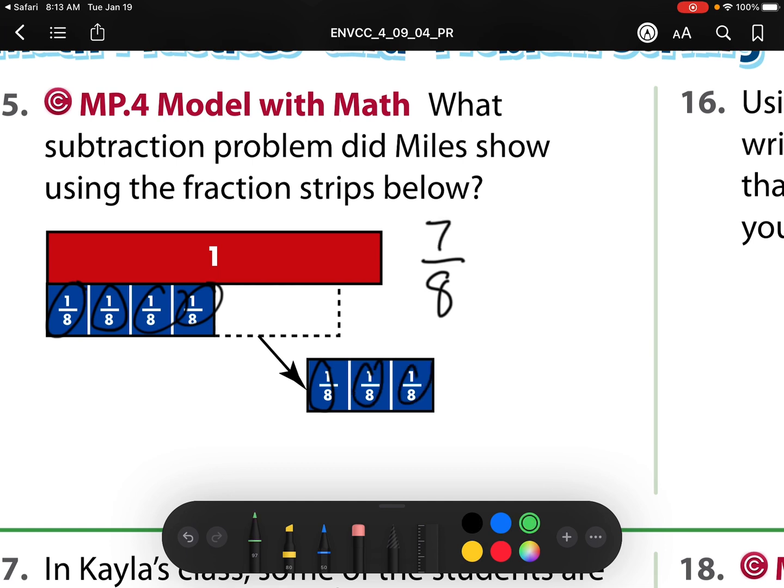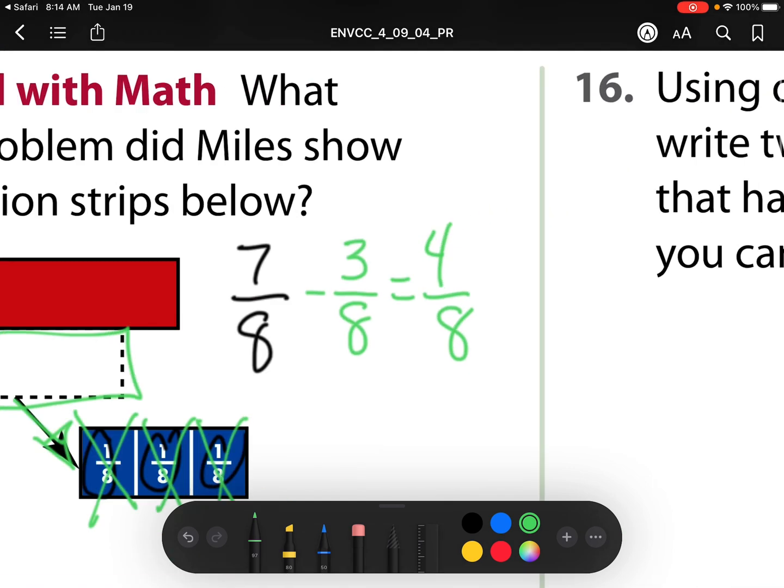And then how many did he take away? So here they're showing with the arrow, and ours we're showing with the X's. But how many did we take away? We took away 3, not equals. We took away 3 eighths. We took away 3 pieces. So what are we left with? Well, we're left with 1, 2, 3, 4 pieces. Is 4 eighths, which is the same as a half.